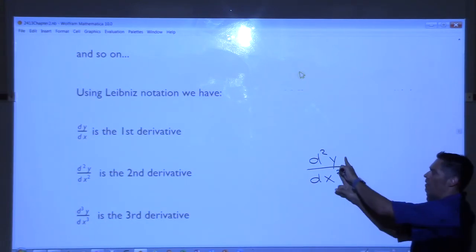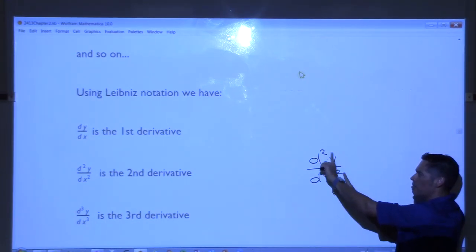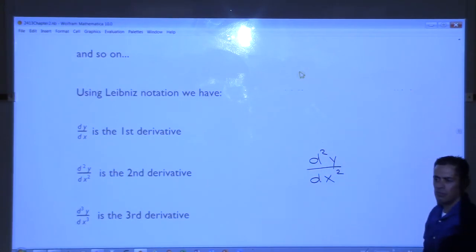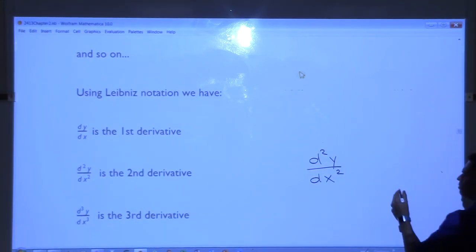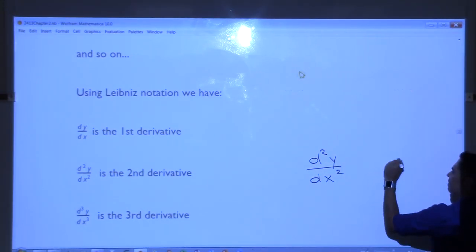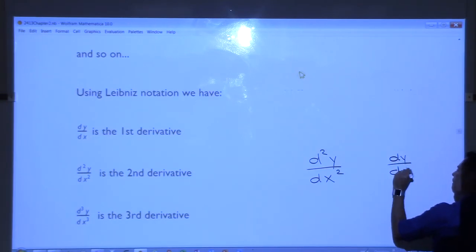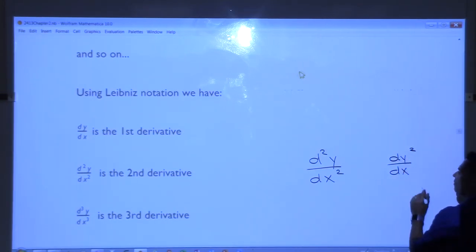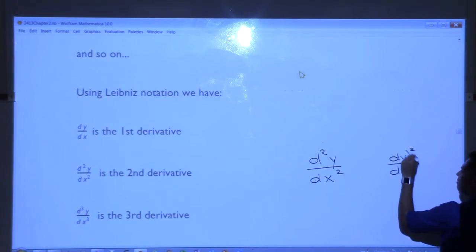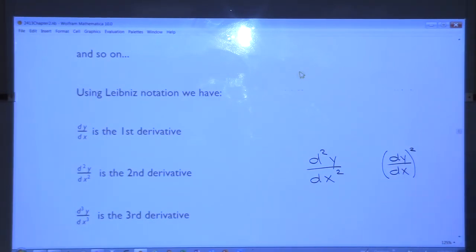Why do you think they offset the 2's like this? Why do you think those are like that? Is that just to confuse you? Yeah, so you might accidentally think that that's this. Like this right here. That right there means what? Take the derivative once and then do what? Square the answer, right? Take the derivative once, square the answer.